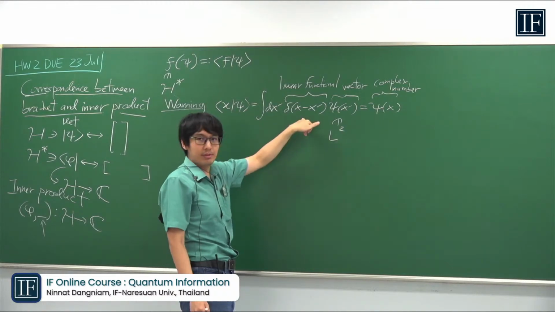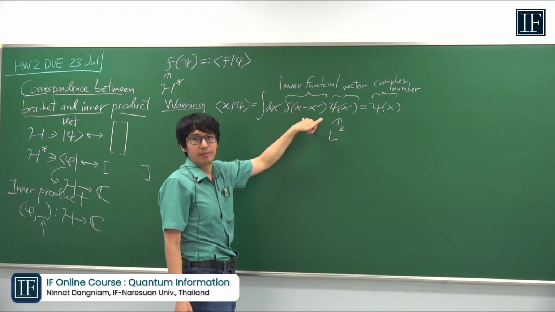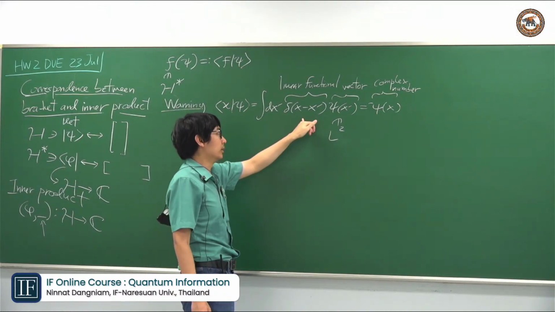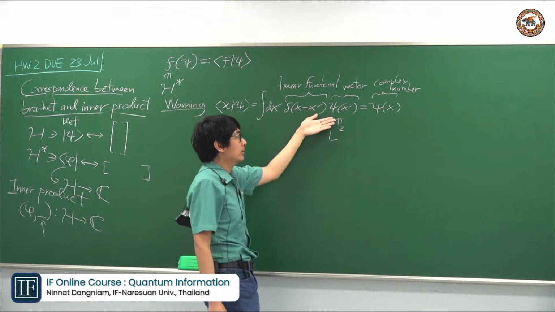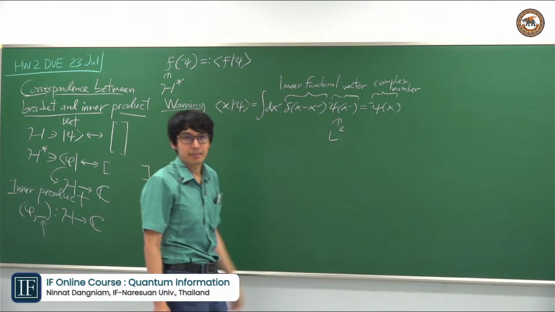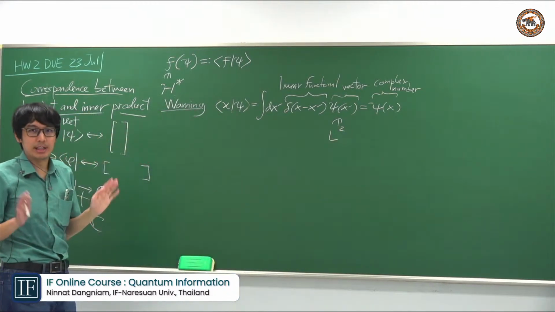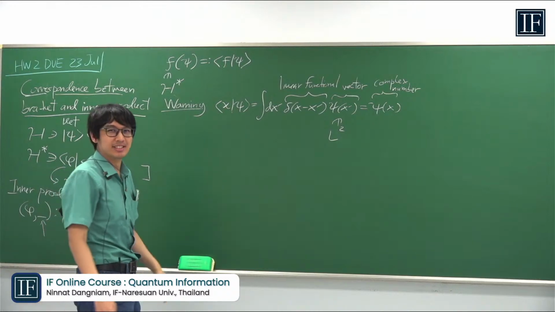However, it's a perfectly fine linear functional that you can apply on the function and then get a complex number back. But luckily, in finite dimension, something like this doesn't happen. Okay.